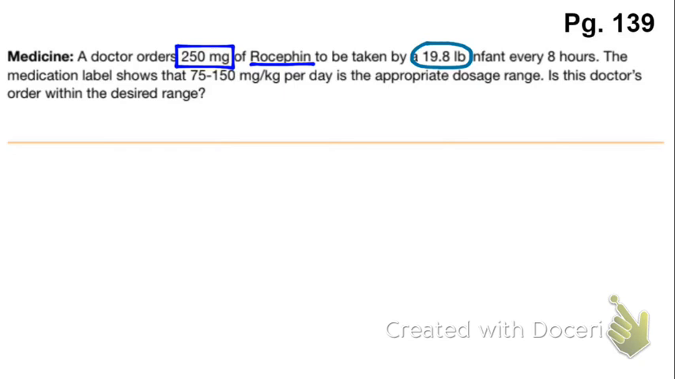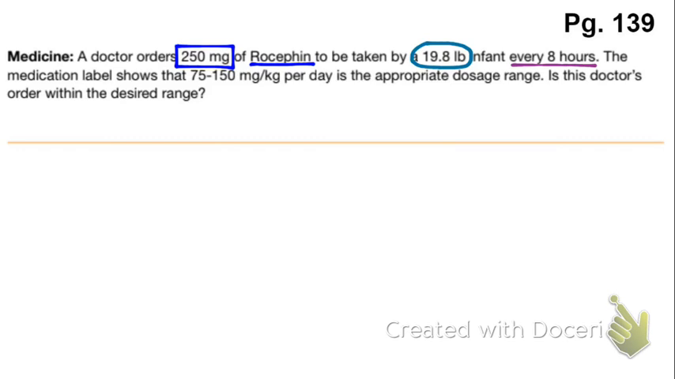Why do you think it's important that they gave us the weight of that baby? Absolutely. If this was a baby in like the NICU, a premature baby, very different dosage probably than 19.8 pounds, which is about the size of a 1-year-old. How often are they supposed to take this medicine? Every 8 hours. What is Rocephin? It's an antibiotic, apparently. It treats infections.